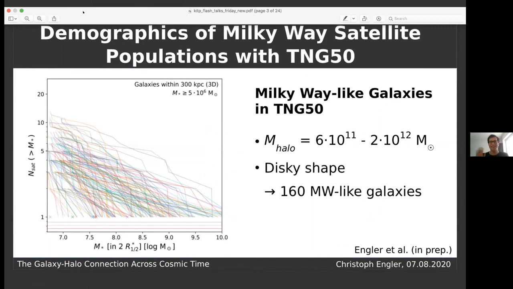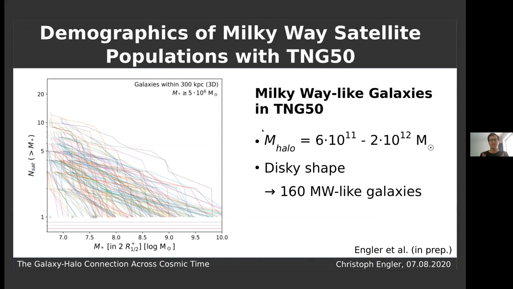Thanks, Andrew. And hey, everyone. I'm Christoph Engler. I'm a PhD student from Heidelberg. And today I wanted to quickly talk to you about the abundance of satellites around Milky Way and Andromeda-like galaxies in TNG50. So TNG50 is the latest installment of the illustrious TNG suite of cosmological magnetohydrodynamical simulations. And it combines a zoom-in-like resolution with a cosmological volume, therefore also a statistical sample.